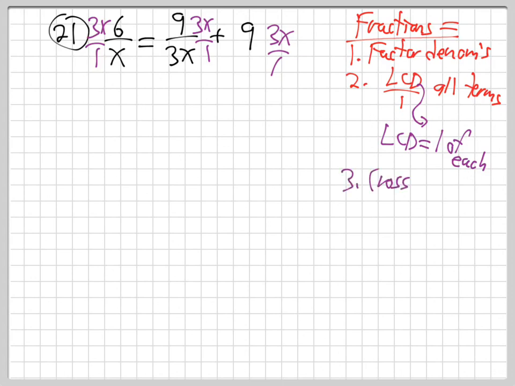Step 3, cross cancel. Multiply leftovers. How you doing there? Is this going okay? All right, so how are we doing?